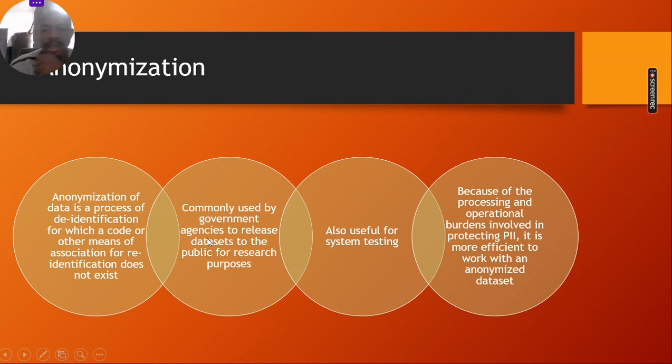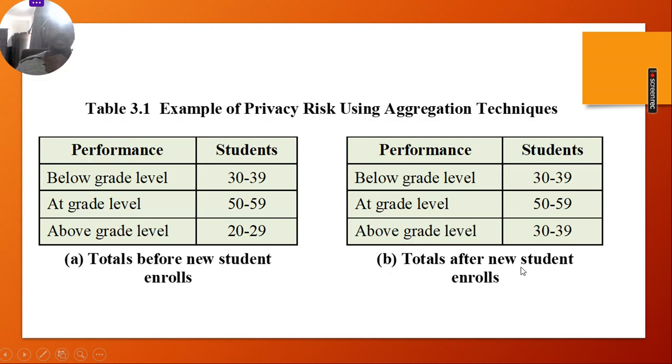Okay, anonymization techniques are used by government agencies. They're also useful for system testing. We use them for testing anything that we develop before we perfect it and release it finally. Because of the processes and operational bodies involved in protecting personally identifiable information, it is more efficient to work with an anonymized data set. It's very efficient because if you reveal the source of the information and the details, then there will be a lot of issues, right? So let's move on quickly.